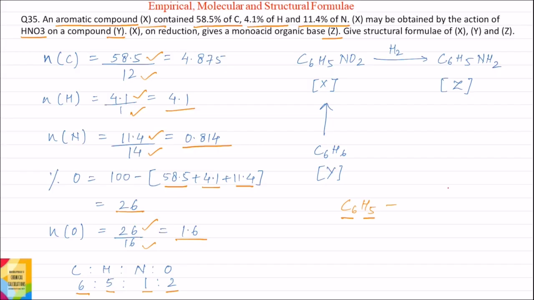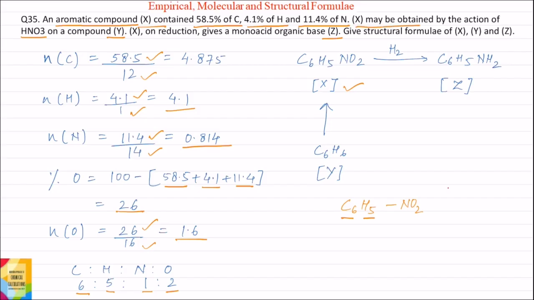Now what is left is one nitrogen and two oxygen. So 1 nitrogen and 2 oxygen make up the functional group, that is the NO2 group. Therefore X is C6H5NO2. Now we will verify with the reactions given for X in the question.